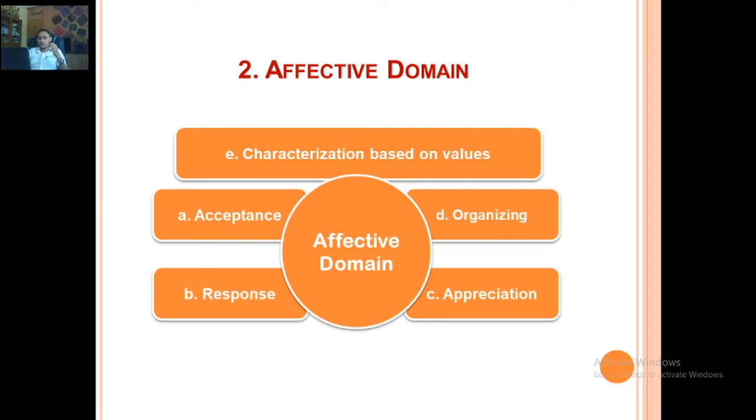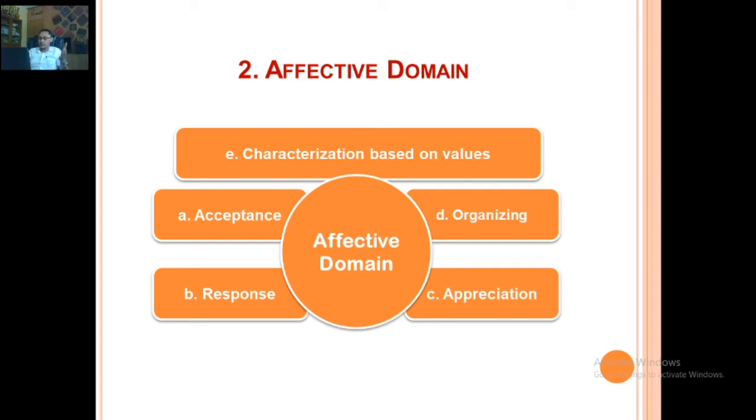And this organization includes the relationship between one value and another, as well as the order or priority of a value. And next, characterization based on these values refers more to a person's character. This category deals with personal, social, and emotional settings.